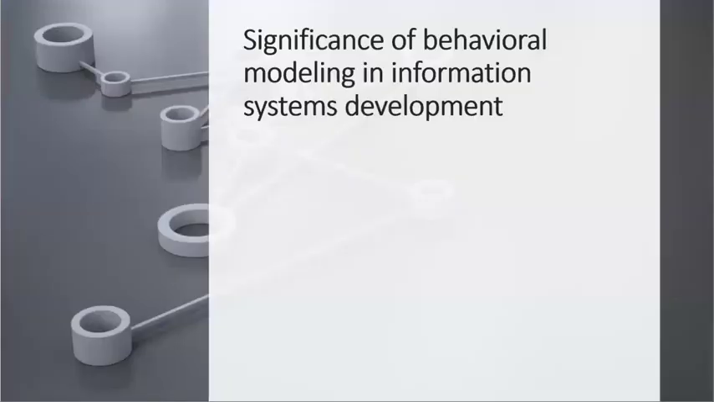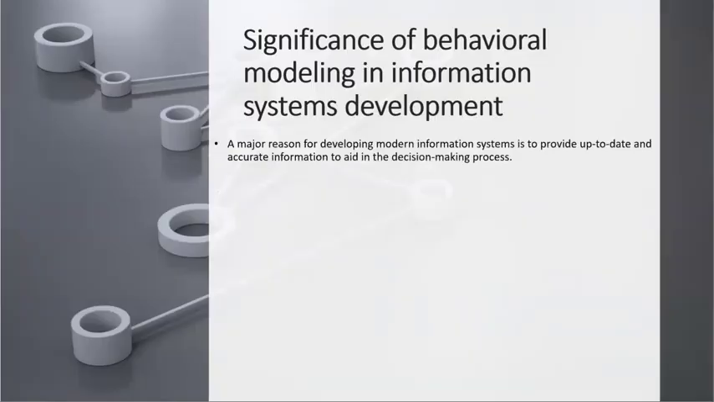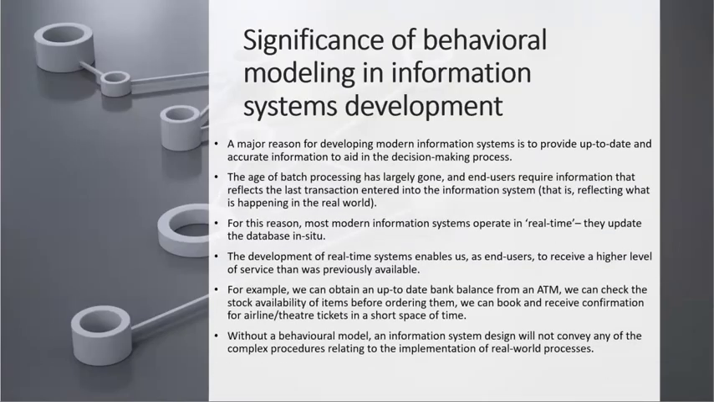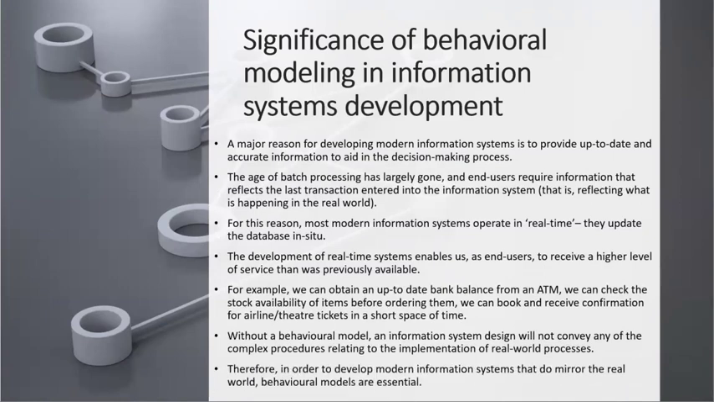Now, what is the significance, ladies and gentlemen? So behavioral modeling becomes especially important, ladies and gentlemen, when we consider how modern information systems operate. Today, systems are expected to reflect the real world immediately. Users expect up-to-date information at any moment. When you check your bank balance at an ATM, you expect it to reflect the most recent transaction. When you book a ticket, you expect seat availability to update instantly. When a student pays fees, their status should change immediately.